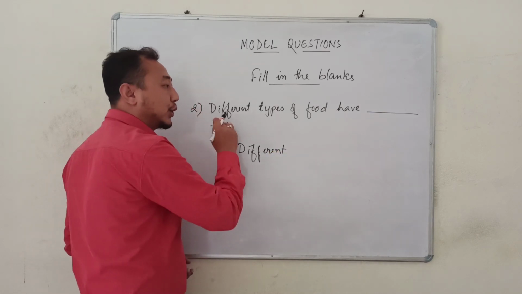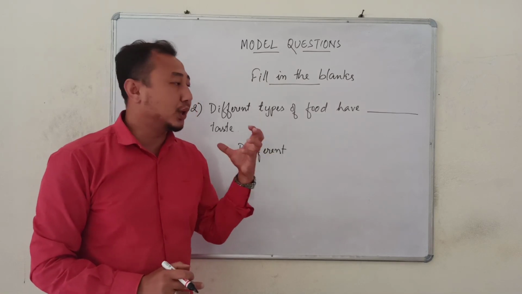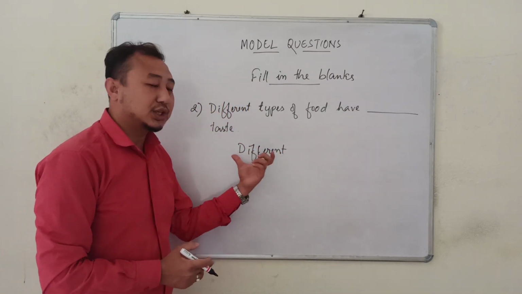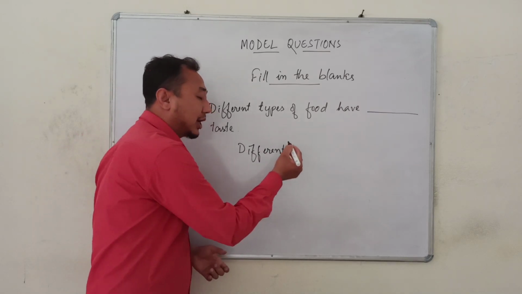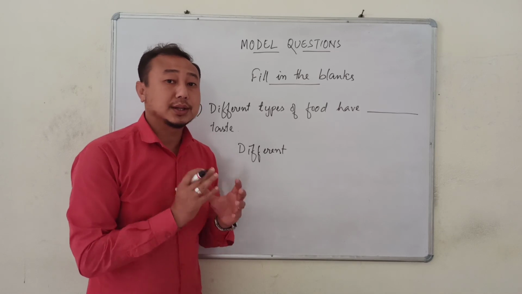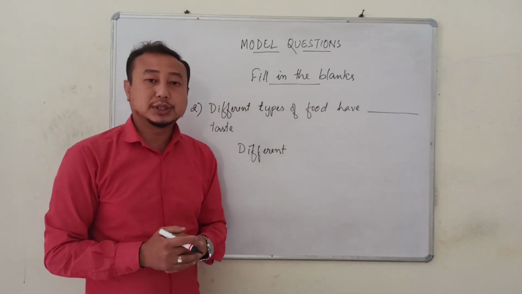In this also, I told you before that no need of writing the whole question. You have to just write the word that should be filled in this blank space. So the answer for this question is different. For this also, no need of putting any full stop or any comma. You have to write only the word that should be filled in this blank space. So these are the two types of questions.